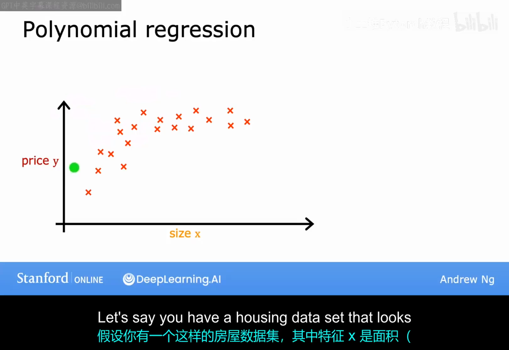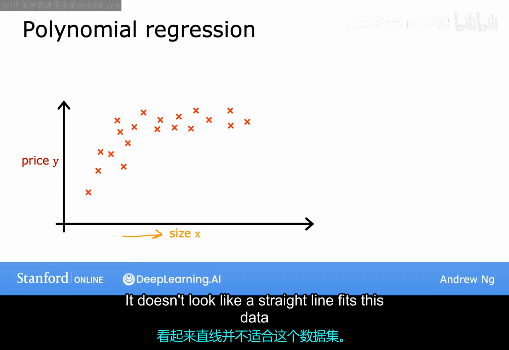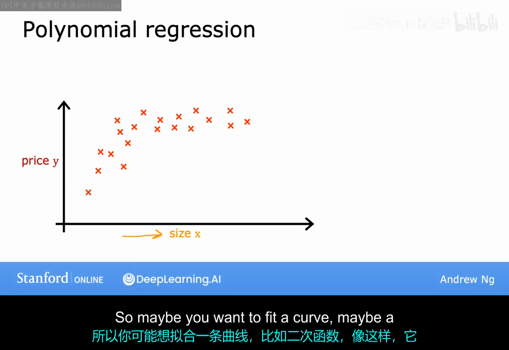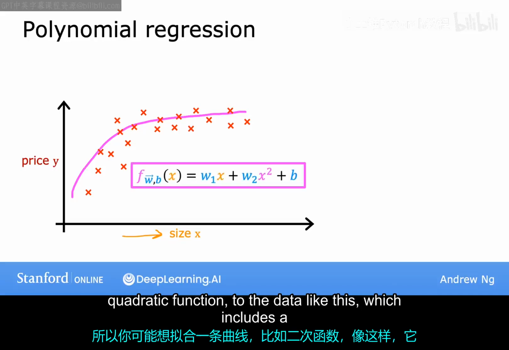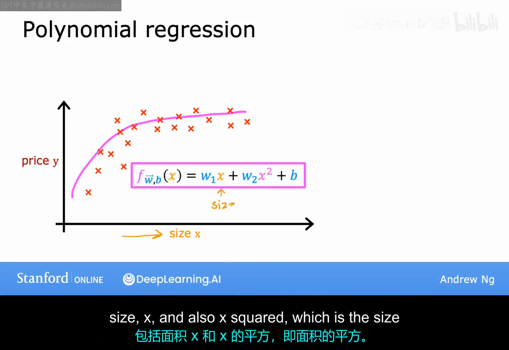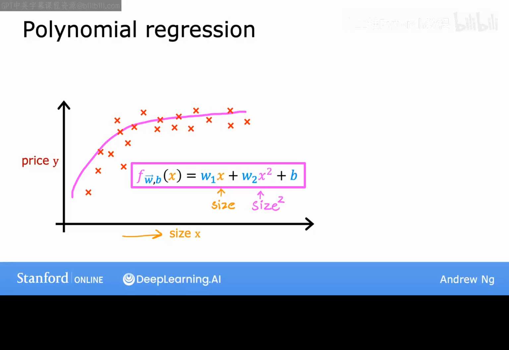Let's say you have a housing data set that looks like this, where feature x is the size in square feet. It doesn't look like a straight line fits this data set very well. So maybe you want to fit a curve, maybe a quadratic function, to the data like this, which includes a size x and also x squared, which is the size raised to the power of 2. And maybe that'll give you a better fit to the data.